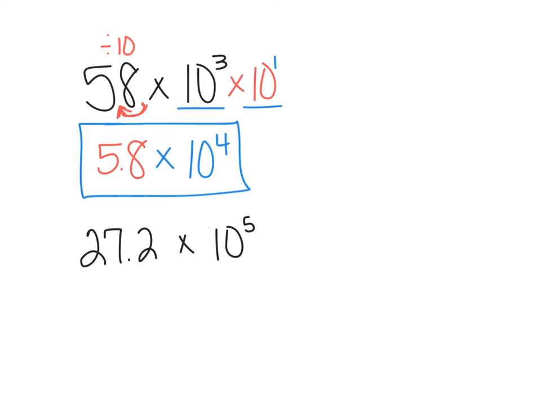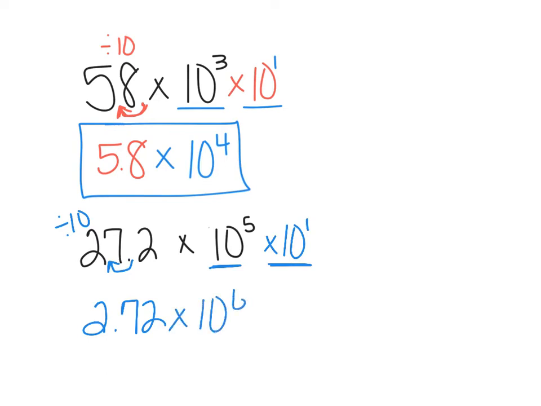Let me show you another one. Right now, 27.2 times 10 to the fifth is not in scientific notation. I want to change it, so I can move the decimal back one. Remember, I'm making it smaller because now it's 2.72, so I actually divided this by 10. If I divide by 10, I need to multiply by 10 over here, so it stays the same. I'll put a little 10 to the first. Now I'm going to use my laws of exponents. 10 to the fifth times 10 to the first is 10 to the sixth. Now I just rewrote that in scientific notation.